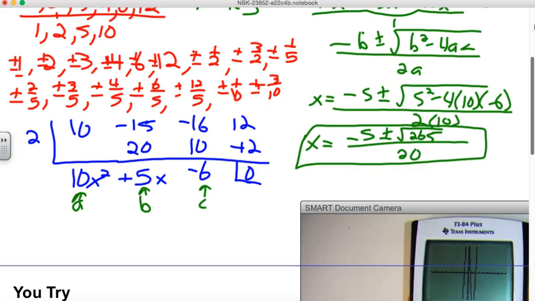Okay, so sometimes you've got to use the quadratic formula when it won't factor. But it's something you guys have done before. You just have to bring it back and remember how to do it. So I'm going to pause this video, give you guys time to do the last one.